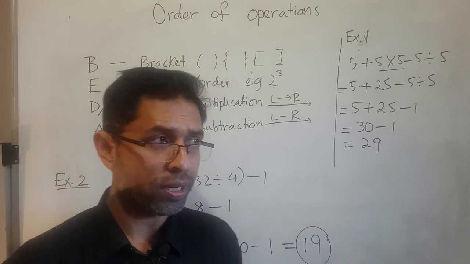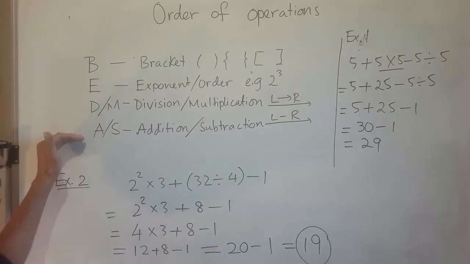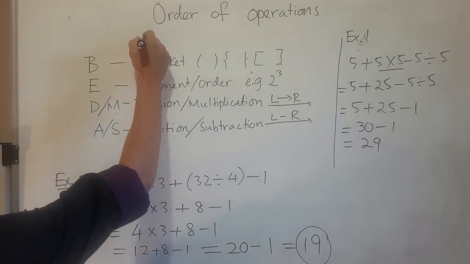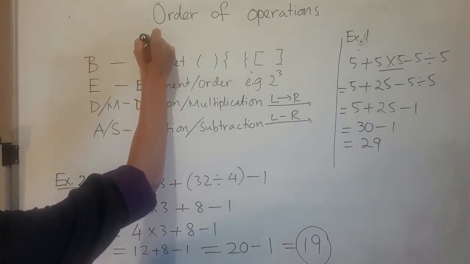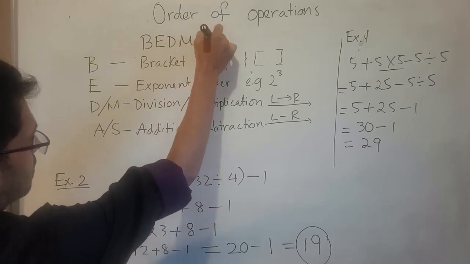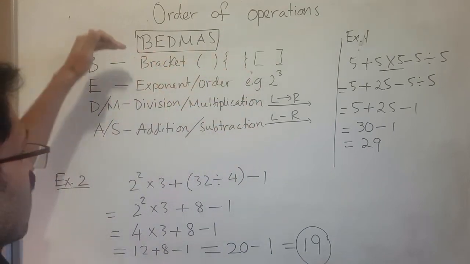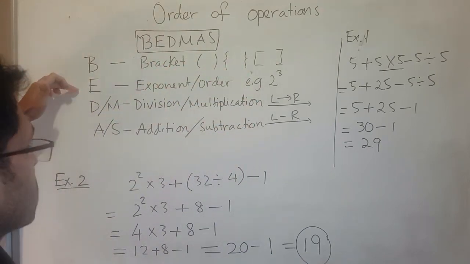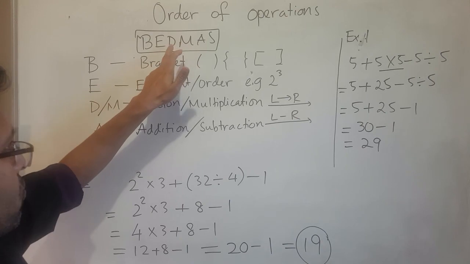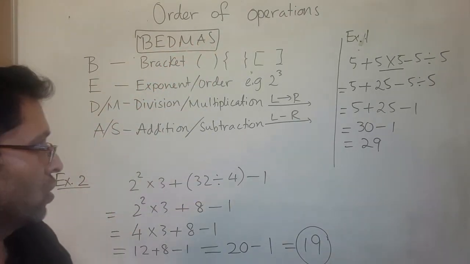So it is very important that when you are doing multiple operations, you follow that order. And we usually remember that by using this acronym, BODMAS. If you remember BODMAS, it means B for bracket, O for order or exponent, DM for division and multiplication, and AS for addition and subtraction.